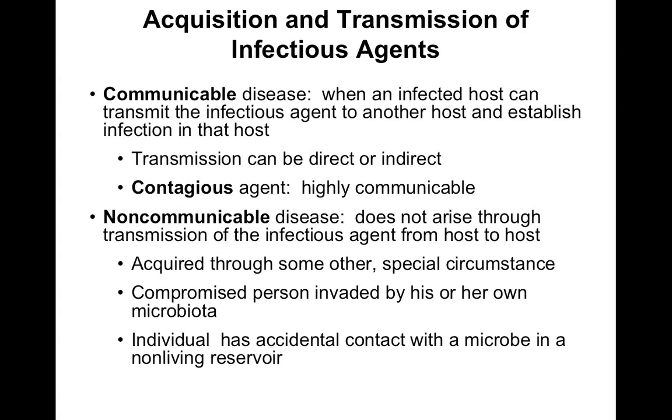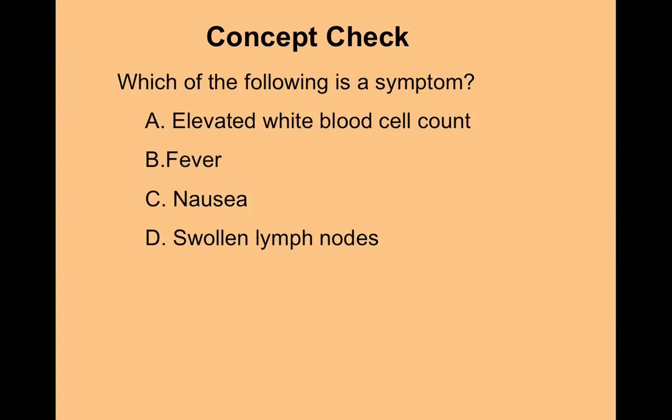A non-communicable disease does not arise through transmission of the infectious agent from a host, but it's acquired through some other circumstance. Whether that's becoming immunocompromised, and your normal flora actually become pathogenic, or you acquire it from a non-living reservoir and you don't really know where it came from. So maybe I got influenza from licking a doorknob. Well, I probably got it from someone who had influenza, but I can't make that connection directly because I'm not 100% sure, so it's a non-communicable route of transmission.